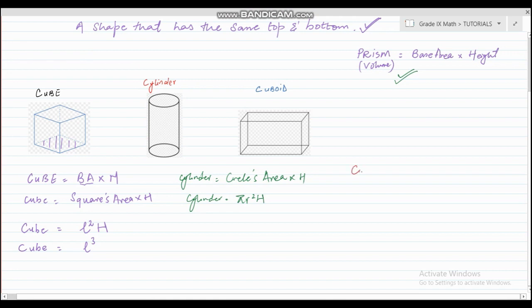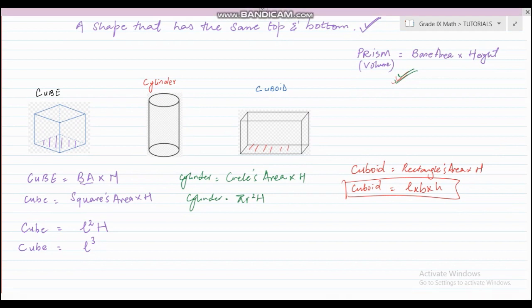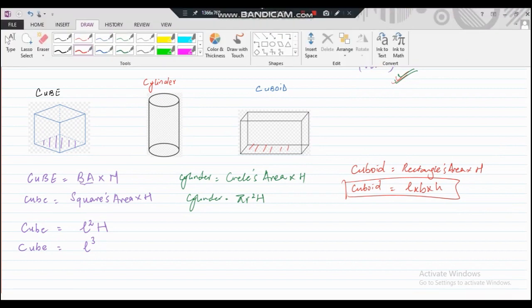The cuboid is also a prism, and the base of this prism is a rectangle, so that would mean the rectangle's area times your height, and the rectangle's area is length times breadth, times height. So that would be your formula for the cuboid. You can see all the formulas can be derived from this general formula of base area multiplied by height. Now let's solve some questions, and I will give you a better idea of how you can solve them.